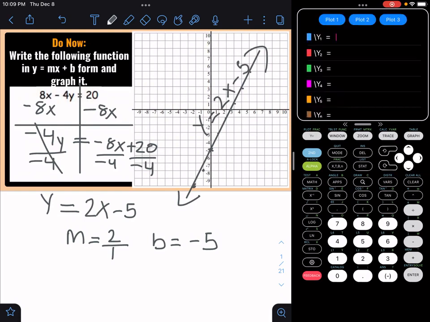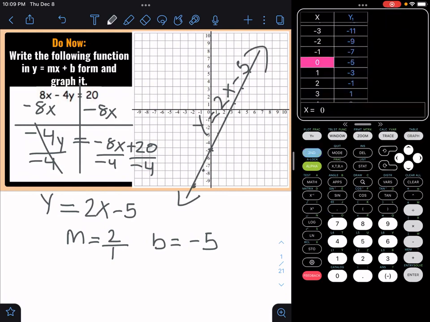Another way I could have done this is I could have typed into my calculator 2x minus 5, enter, and then looked at my table. Let's see if my points match up. 0, negative 5, good, I have that point. Negative 1, negative 7. That means go left 1, down 7. Yep, I got that. Then the point 1, negative 3. Yep, that looks good. 2, negative 1. Yep, looks good. So you can do it either way. It's a lot quicker to just do it the slope and y-intercept way.